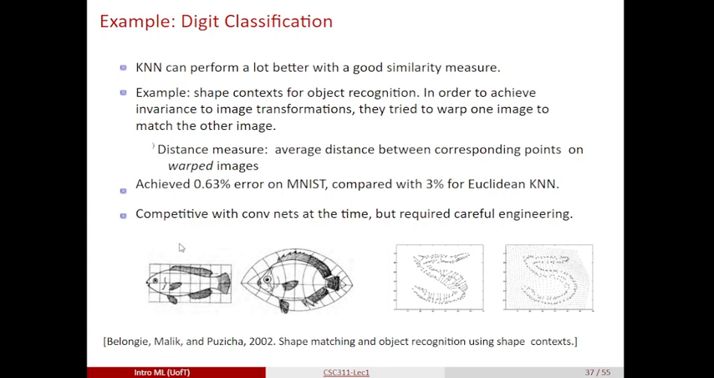As you can see, there are different machine learning models, and based on just probability and how these models perform, the error rates can be different. So it was competitive with convex at the time, but required careful engineering. And below you can see a couple images of the model classifying and changing the image.